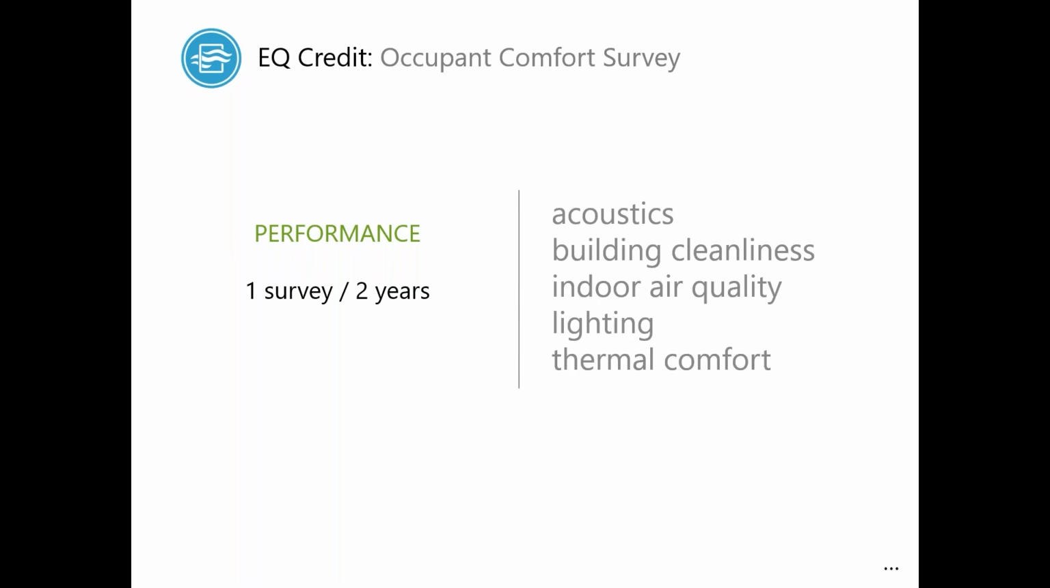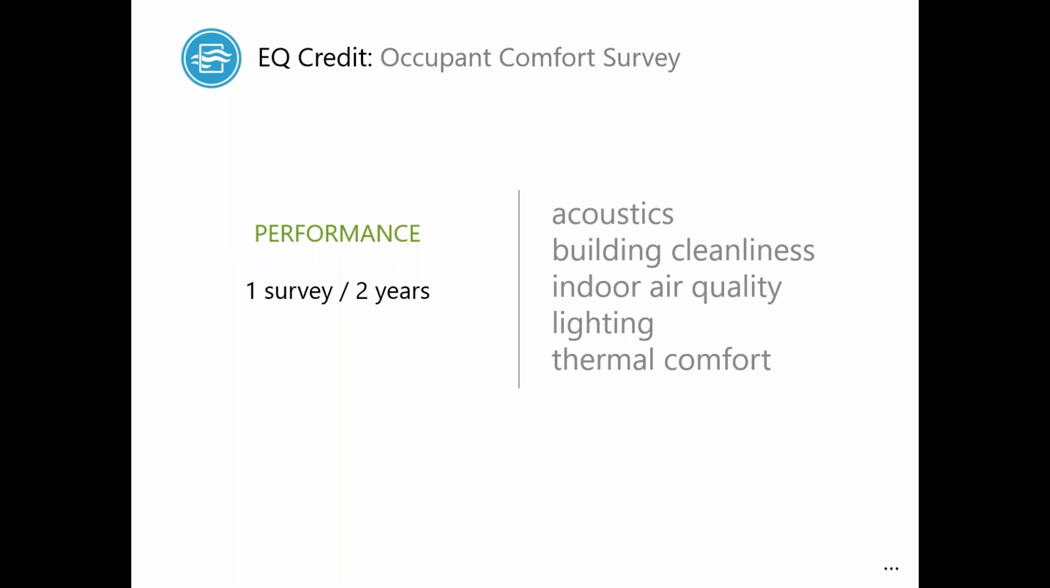In general, the survey needs to cover 5 elements. So we ask people, how do they feel about the acoustics in the building? How do they feel about cleanliness, indoor air quality, lighting, and thermal comfort? And so we have them rank the building. Typically, it's a 7-point scale. So either 1 to 7 or -3 to +3. I like the -3 to +3. I think that's just a little bit easier to understand, negative to positive versus 1 to 7.